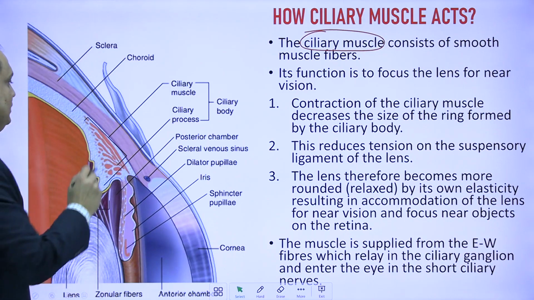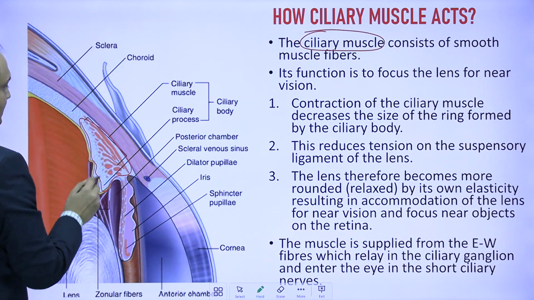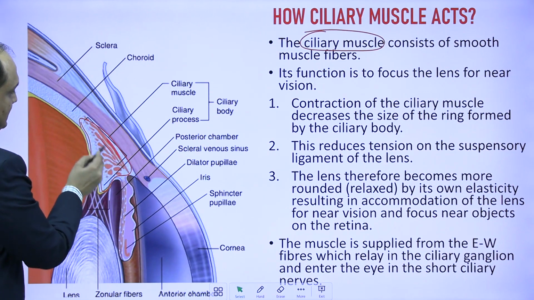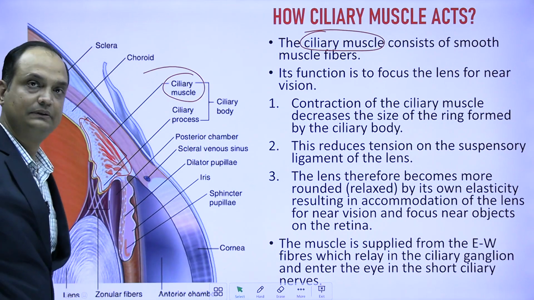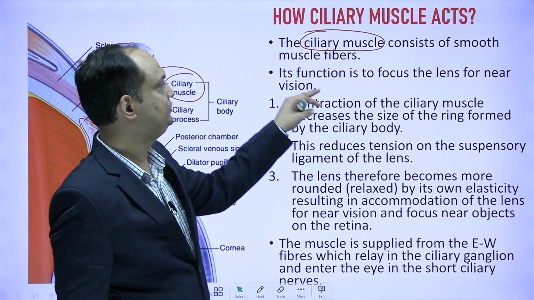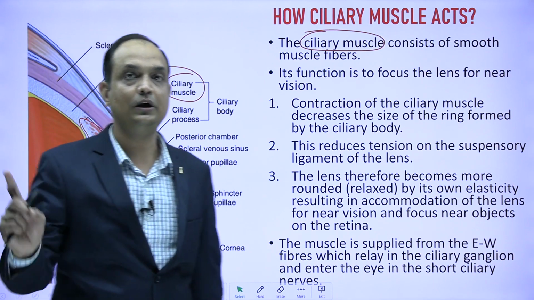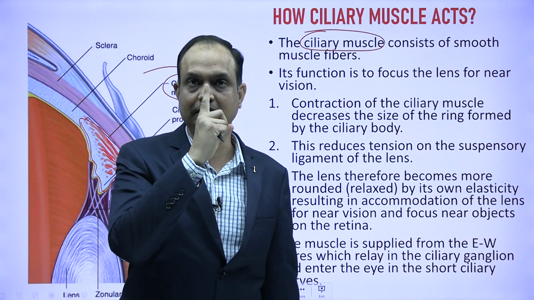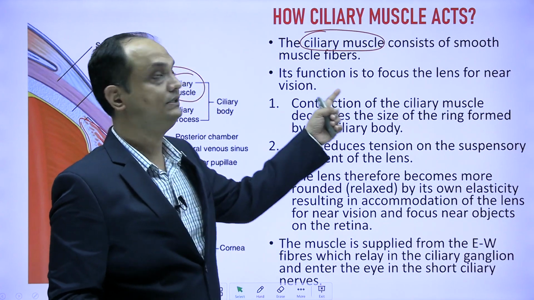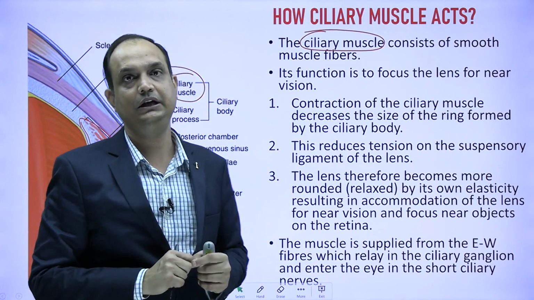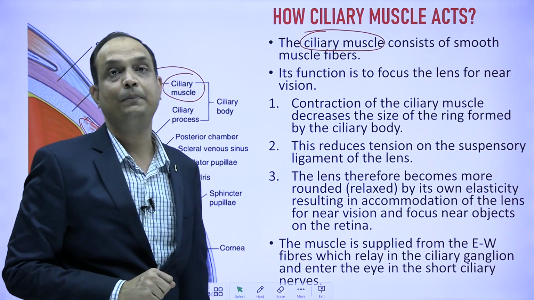Now, in this diagram, you can see that this is the ciliary body. In this ciliary body, you can see the muscle fibers. These muscle fibers are the ciliary muscle fibers. Now, its function is to focus the lens for near vision. So, when you suddenly bring your finger in front of both eyes, there is a focusing of the lens for the near object, and it is possible because of these three important steps.